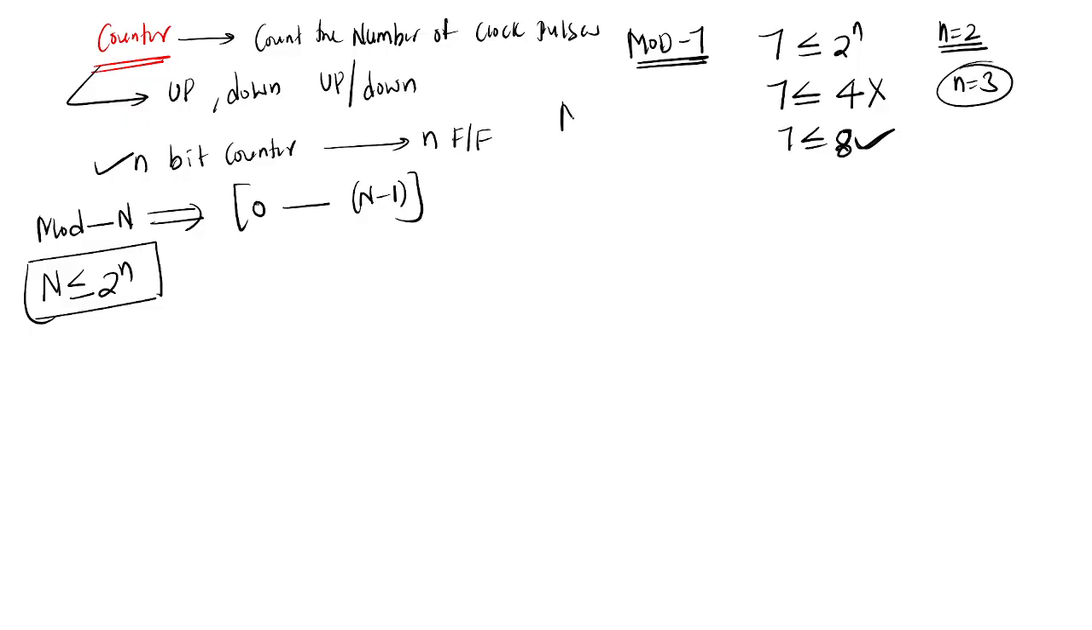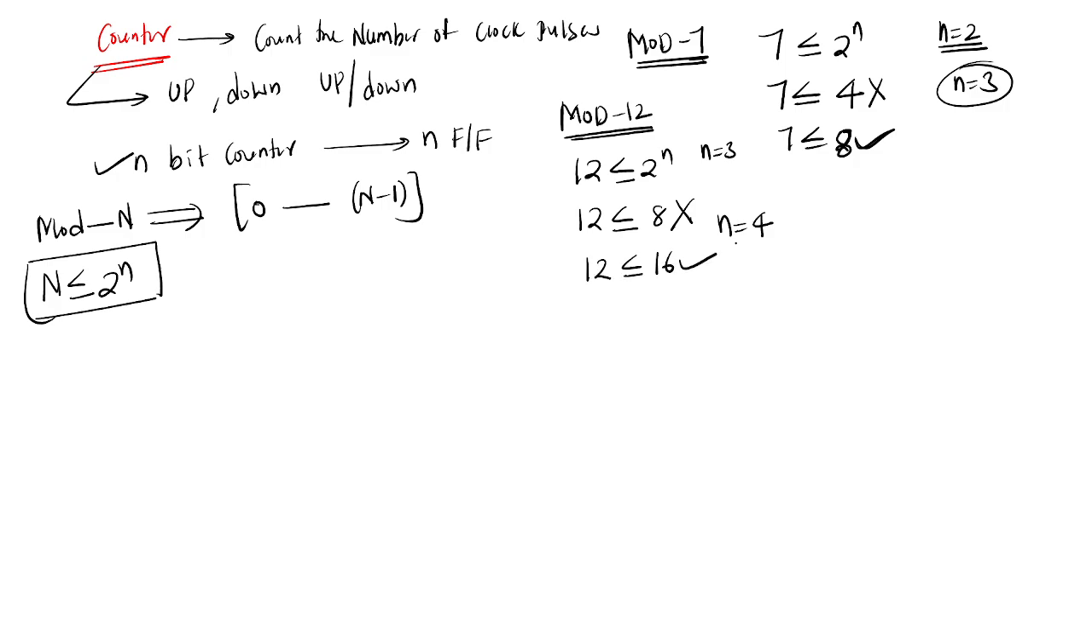Suppose you want to design a mod-12 counter. Mod 12 means 12 is less than or equal to 2 power n. If you take n as 3, 12 is less than or equal to 8. This statement is wrong. So you need to take 4. Then 12 is less than or equal to 16. So the minimum number of flip-flops required is 4.